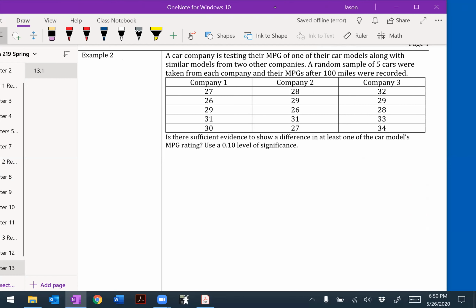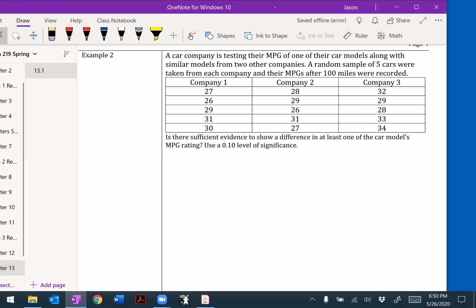Okay, a car company is testing the miles per gallon of one of their car models along with 2 similar models from 2 other companies. A random 5 cars were taken from each company, and their MPGs after 100 miles were recorded.